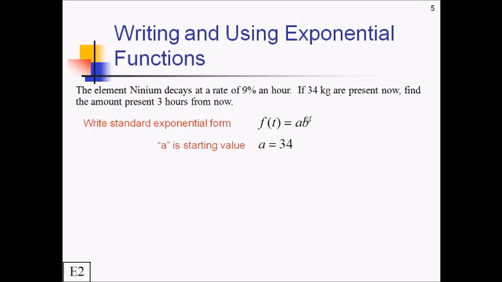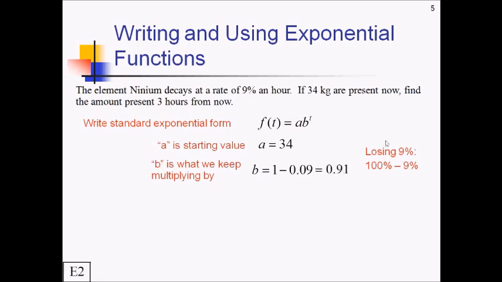For the b value, this is what you're going to multiply by over and over and over. And this is going to involve the percentage that they're giving you. So in order to figure out what we have to keep multiplying by to lose 9%, well, losing 9% really means you've got 100% and you're losing 9% from that, right? So that's like 91%. So what does that mean as an actual number to multiply by? Well, a percent really means divided by 100. So 100% minus 9%, that's really like having 1 minus 0.09, which is 0.91. 91%, 0.91, same thing. So that's the number that we're going to multiply by each time.